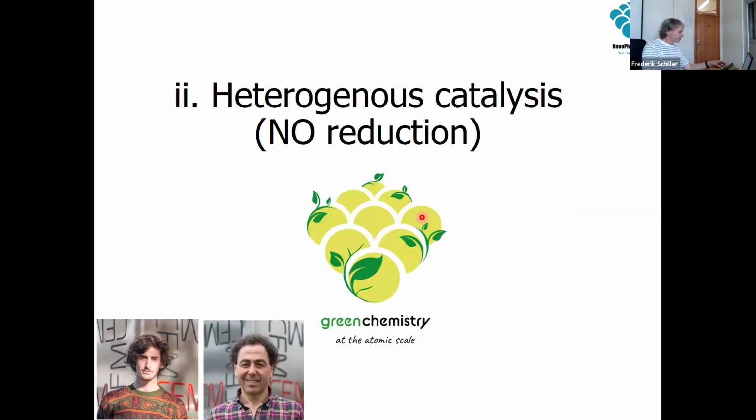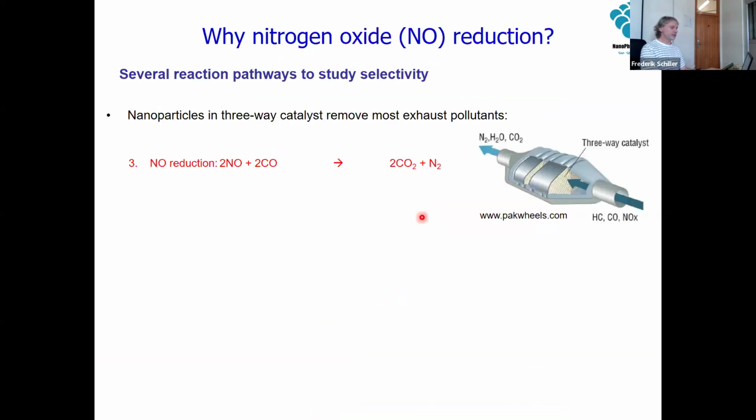This part, I think I will not have much time, so I will go very quickly. The second reaction is the NO reduction. This would be the ideal reaction that we want to do out of our car exhaust. So this NO is coming out, also CO is coming out. Both gases we do not like. So we want to combine them to CO2 and nitrogen. This would be the best reaction we can do.